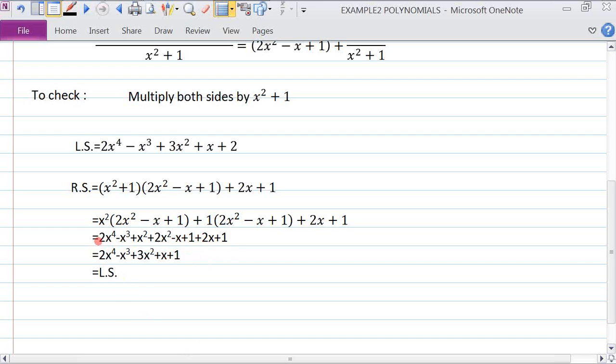Now I'm going to collect like terms. There's only one term with a power 4, and there's only one term with a power 3, so those don't change. I add x squared plus 2x squared, I get 3x squared. I add minus x plus 2x, I get plus x. And right over here, oh, mistake, 1 plus 1 should equal 2. So let me just change that over here. Make that into a 2.